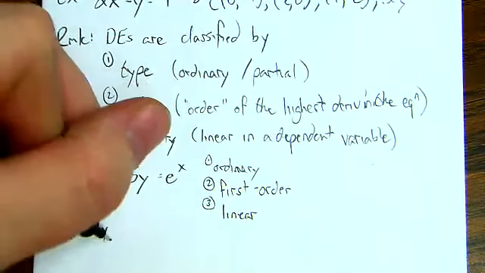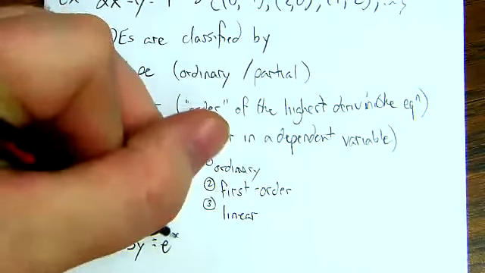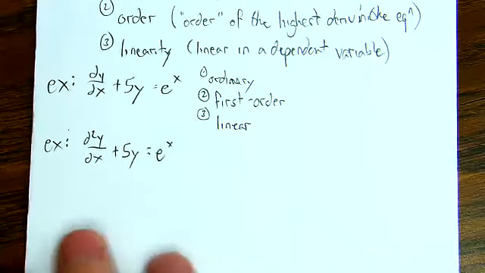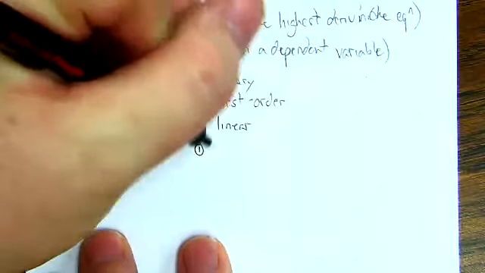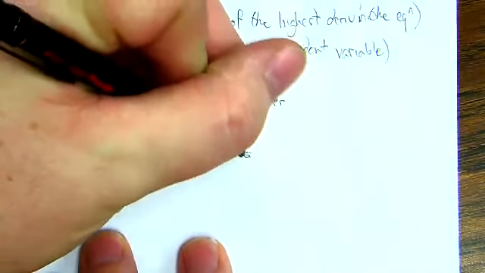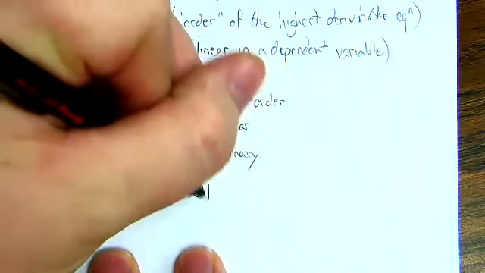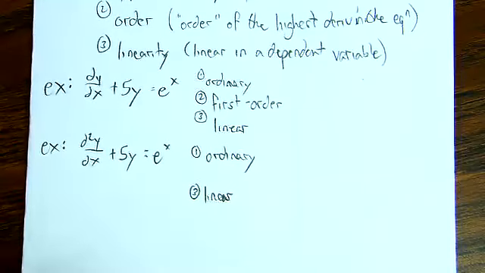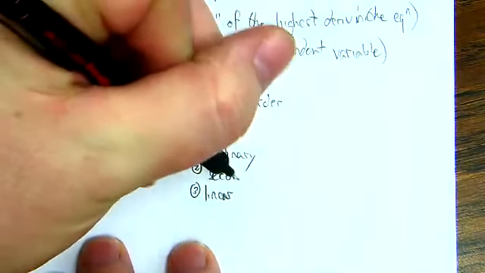If I make this the second derivative of y with respect to x plus 5y is equal to e to the x, this is still a differential equation because it's still an equation involving a derivative. In classifying this, it's still ordinary and it is still linear. What I've changed about this is the derivative taken. It's not the first derivative, but we've got a second derivative. So this is second order.